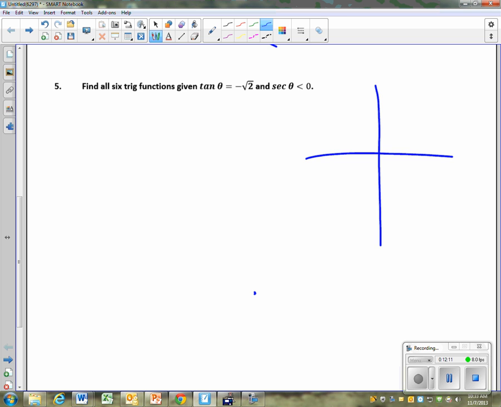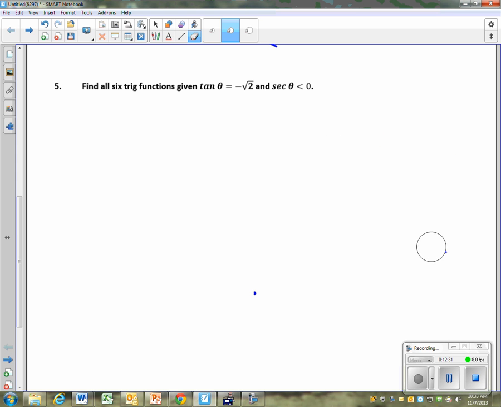Well, tangent is negative in these two. I know that because it's positive there and there. Secant is negative here and here. So I am working in this quadrant because that's where both of them have a common situation. So I know I'm working in the second quadrant. So that's how you figure that out.